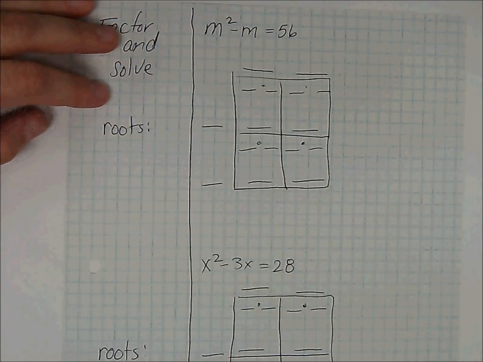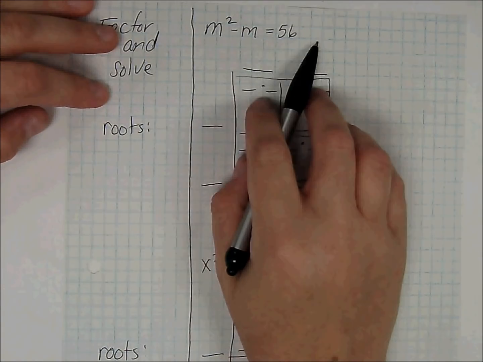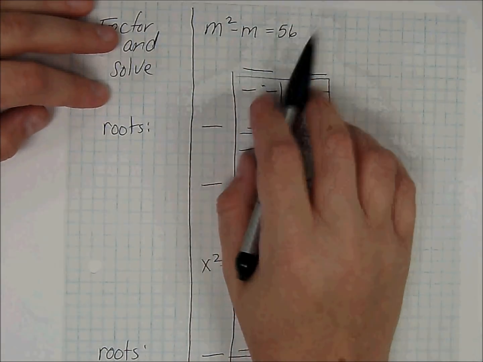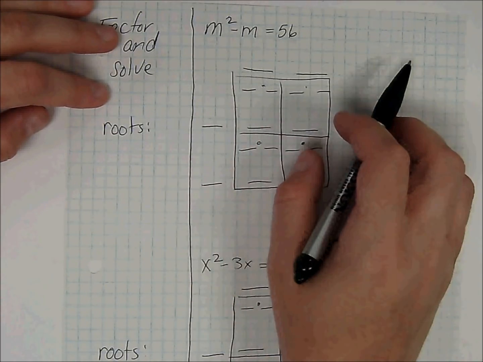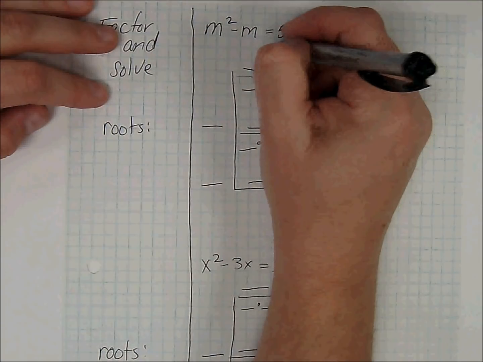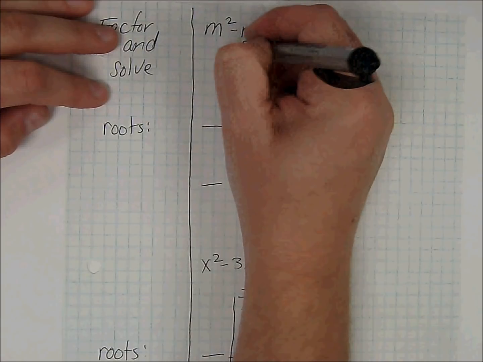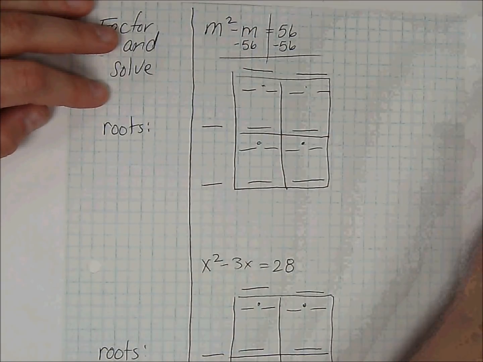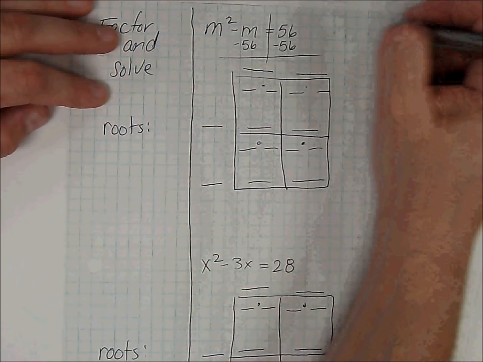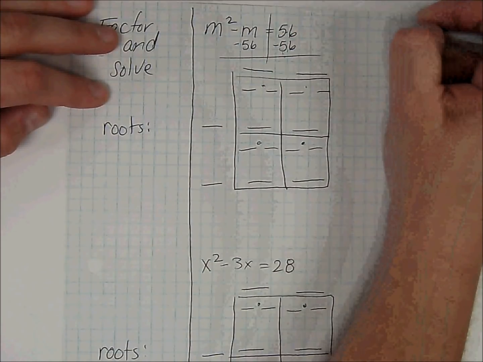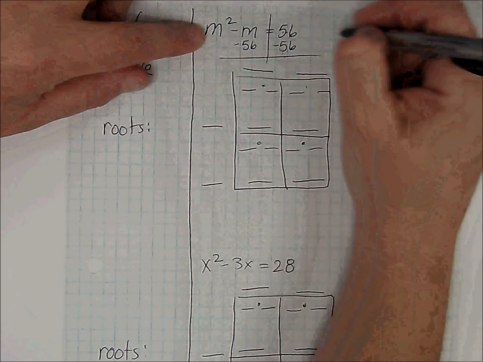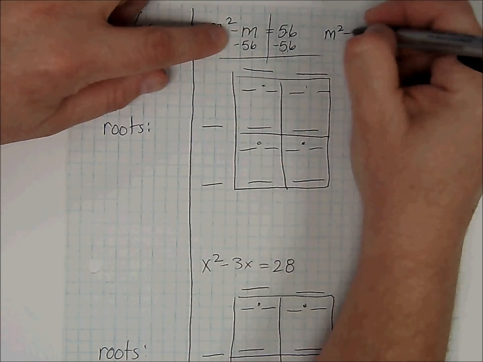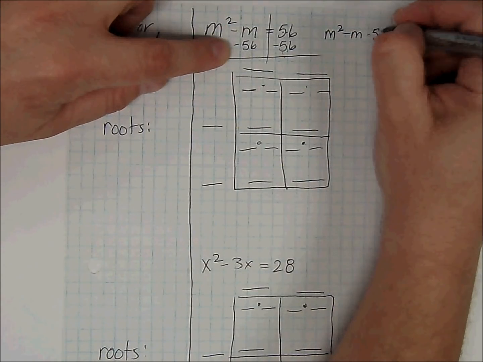Now there's another difference on these. You'll notice there's no 0. There's a number over here. We want a 0, so we want to move that number over, and we go back to solving equations. We can do that by subtracting from both sides. So I'm going to have to write over here, 56 minus 56 is 0. And over here I have m squared minus m minus 56.